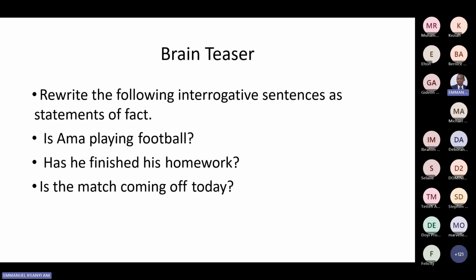Okay, another exercise. Rewrite the following interrogative sentences as statements of fact, from interrogatives to factual statements. Is Amma playing football? Answer it quickly, please. Sir, Amma is playing football. All right. Has he finished his homework? He has finished his homework.